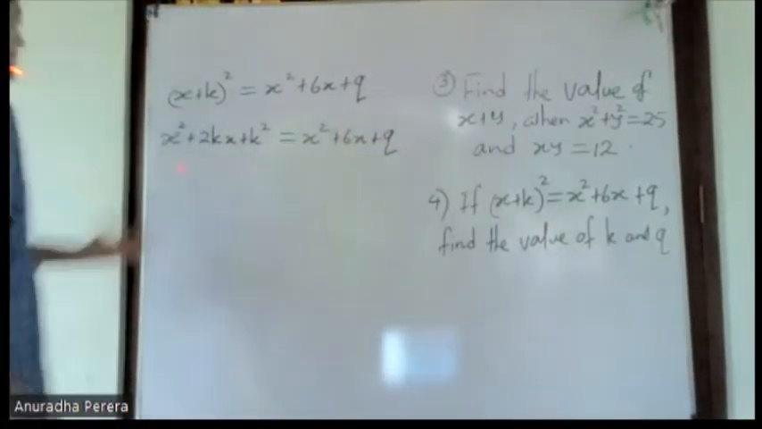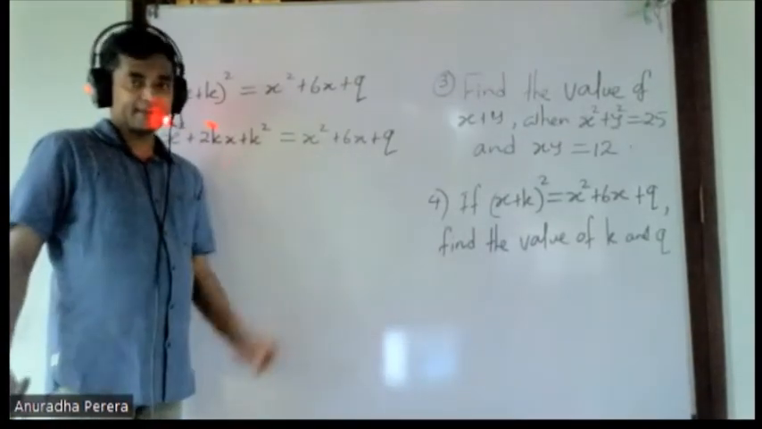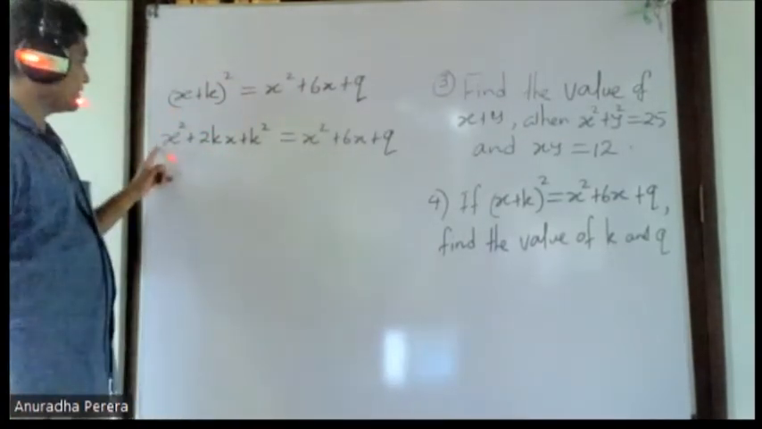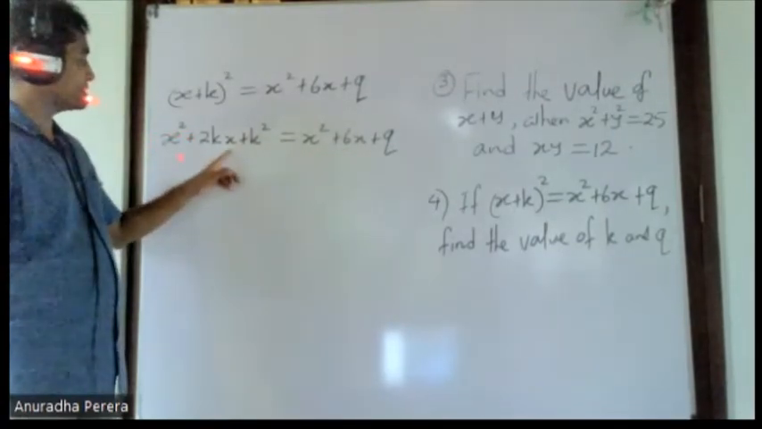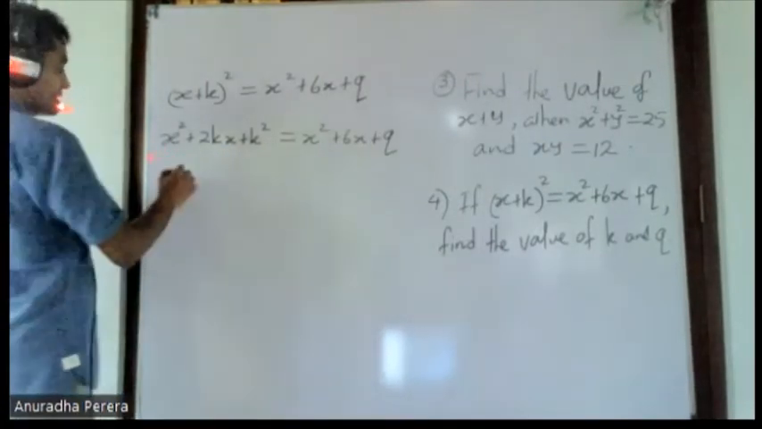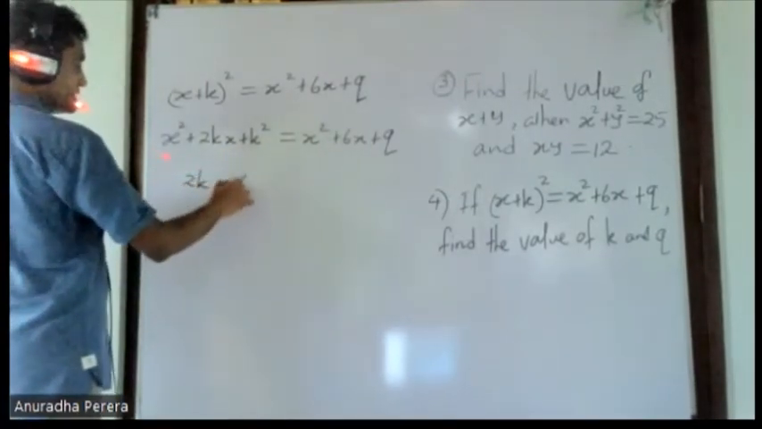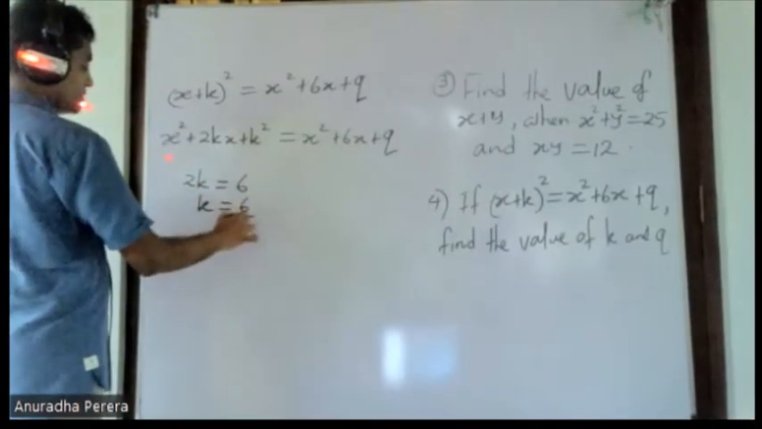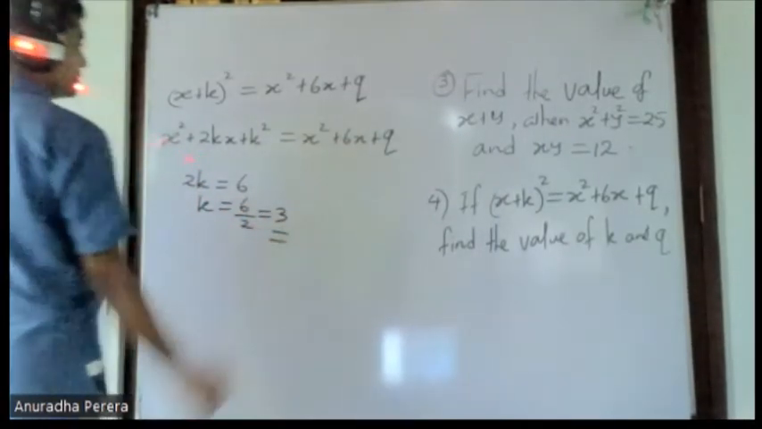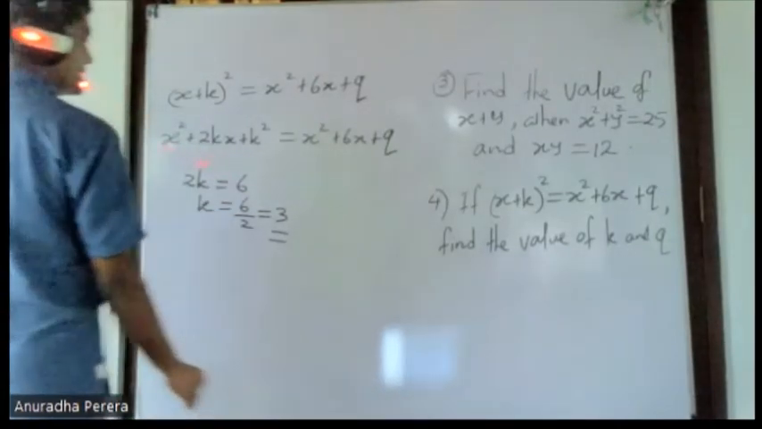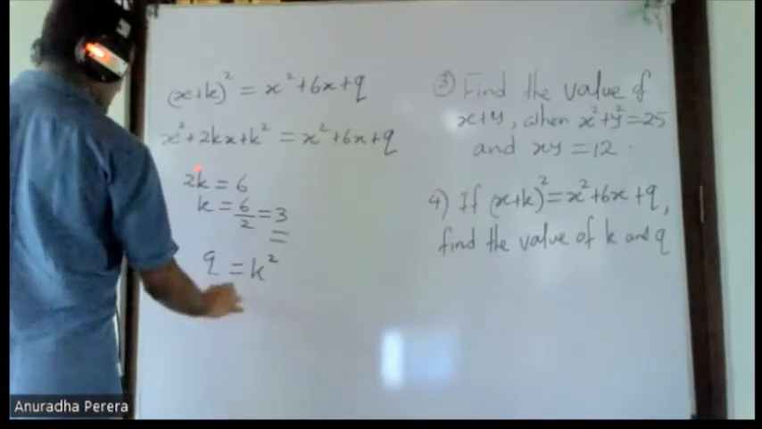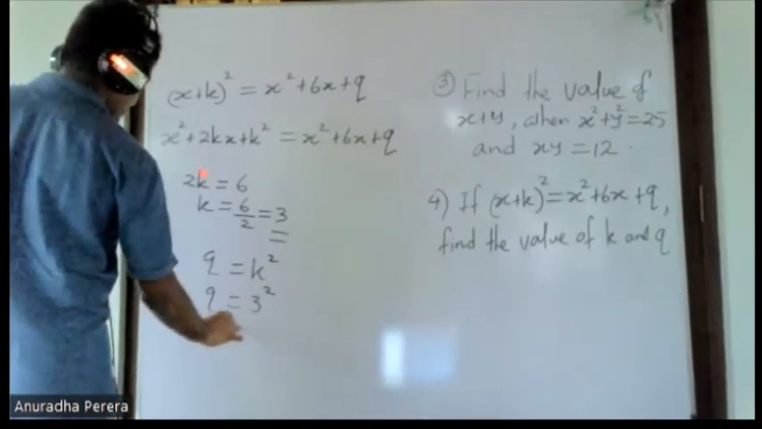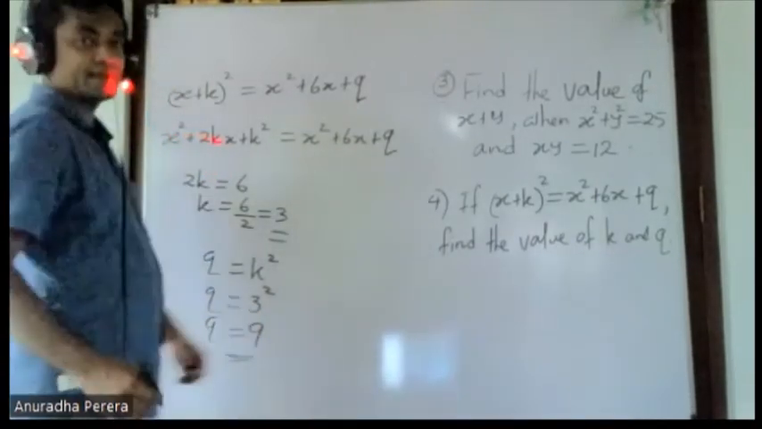Two expressions are equal. What does it mean that these two are equal? Coefficients are equal. The coefficient of x squared is 1 on both sides. Here the coefficient of x is 6, and the coefficient of x in this one is 2k. Then you can construct the relationship 2k equals 6. Then k equals 6 over 2, k equals 3. And the unit terms are equal, so q equals k squared. k squared means 3 squared. q equals 9. Nine, right?